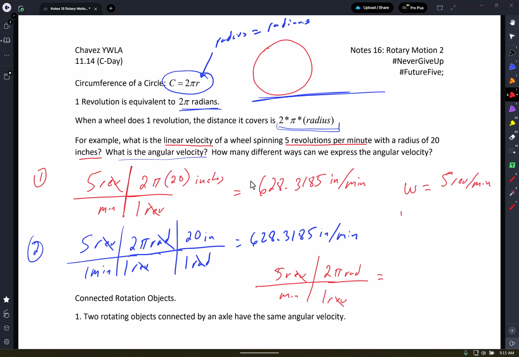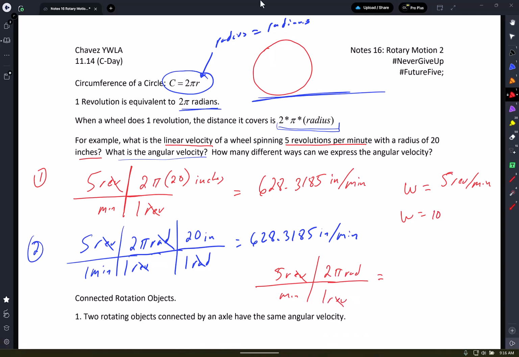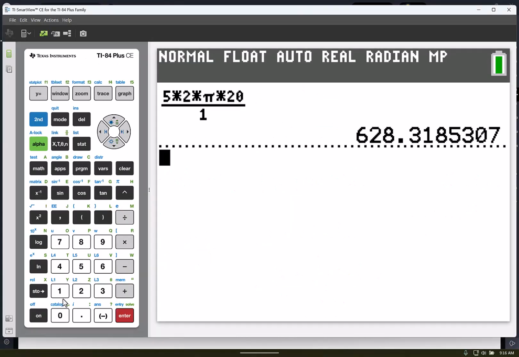Do you guys see that? So W equals, I come back. You can say 10 pi. I guess you know what, that would be the perfect answer. 10 pi radians per minute. That's a pi there and then RAD. Or you can say, let's see, what's that? 31 point. How many digits of pi do you guys know?